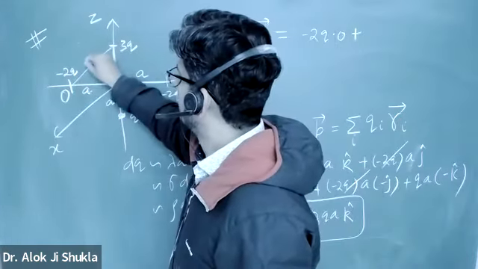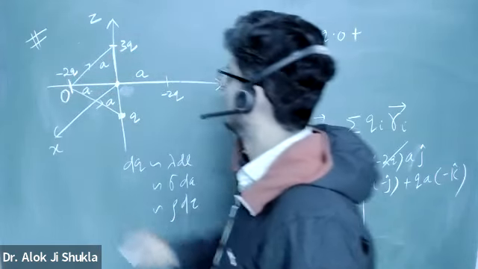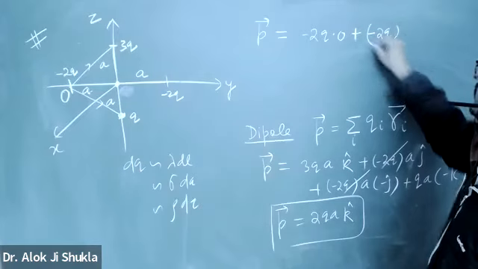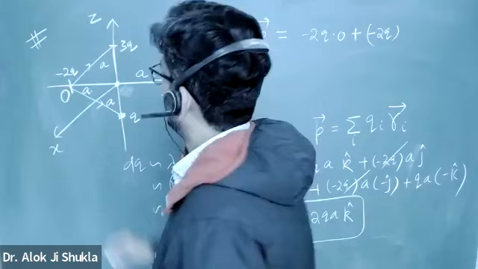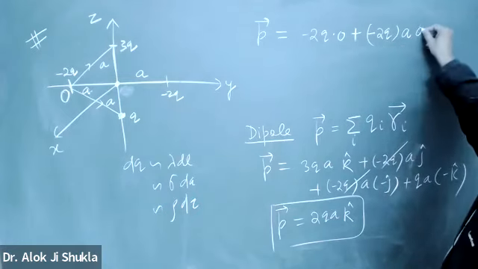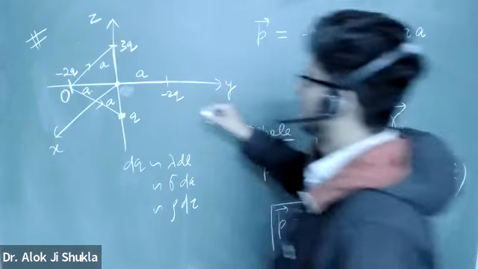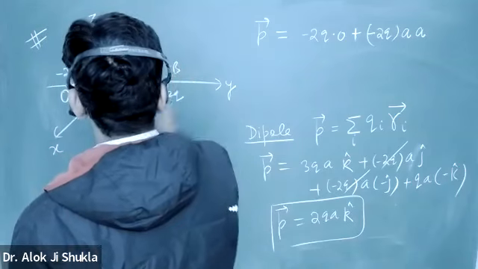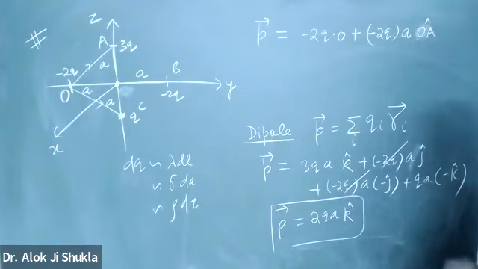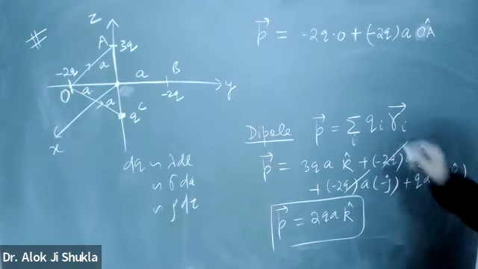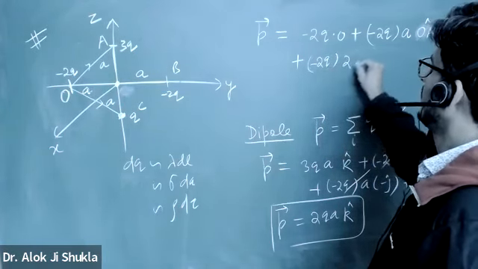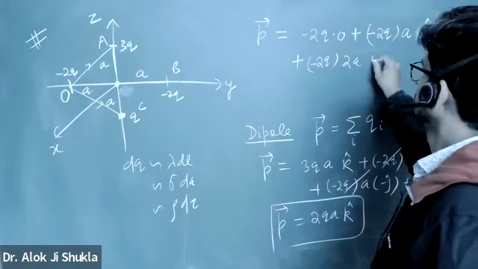Now these will be vectors, like this. So they will become little, but it's okay. So it will be minus 2Q into this vector. Let me call this distance A, and the unit vector, let's name the points O, A, B, and C. So it will be OA cap, plus, what next? Minus 2Q into 2A into Y cap.